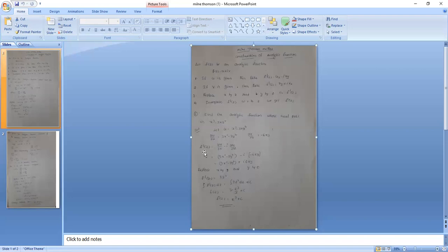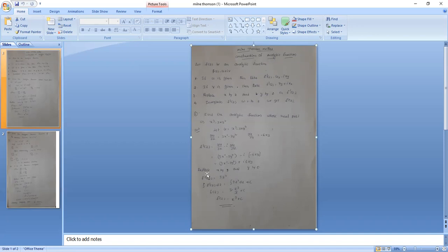Now take the f dash z value. If u is given, we take u x minus i u y. So dou u by dou x minus i into dou u by dou y. Dou u by dou x value is 3x square minus 3y square, minus i into minus 6xy. Multiplying, we get plus i into 6xy.